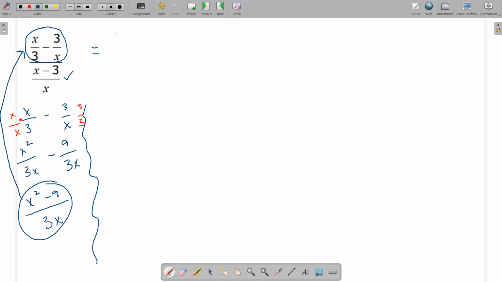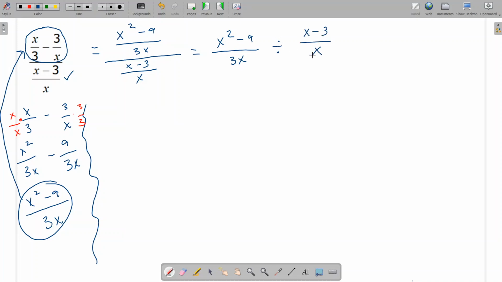So let's rewrite it. And now I can write this as a division problem. x squared minus 9 over 3x divided by x minus 3 over x. And then I can change it to a multiplication problem. And factor.